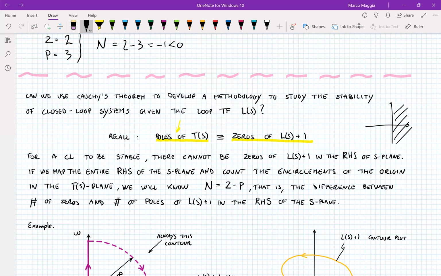Now, I'm not going to talk about poles of T of S anymore, because we've established that they are the same as the zeros of L of S plus 1. So there's a reason why we're using L of S plus 1. So now, instead of talking about poles of T of S, I'm going to talk about zeros of L of S plus 1. So the same stability criterion says, in order for a system to be stable, we don't want zeros of L of S plus 1 in the right-hand side of the S plane. Same thing.